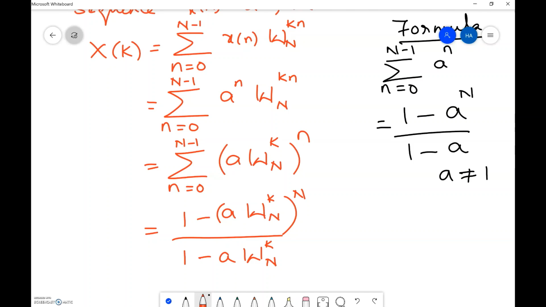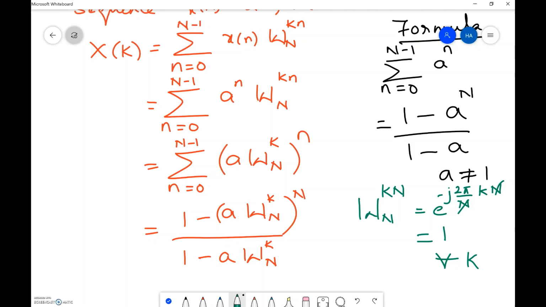Then, can we simplify this further? Yes, in the numerator, we have this term W_N to the power k times capital N. What is the value of W_N? E to the power minus j 2 pi by N, times k times capital N. Capital N gets cancelled, giving e to the power minus j 2 pi k, an integer multiple of 2 pi. So cos 2 pi minus j sin 2 pi. What will be this value? It will always be equal to 1 for any value of k.